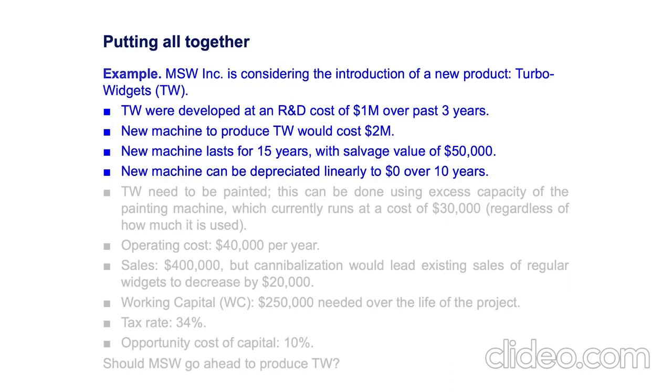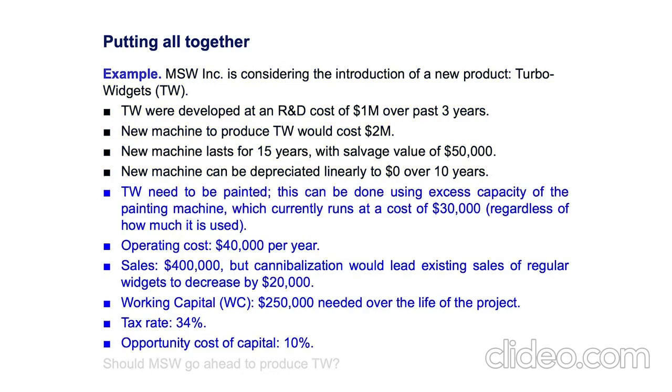TW was developed over the last 3 years at an R&D cost of $1 million. Producing TW requires a new machine, which costs $2 million. The new machine lasts 15 years with a salvage value of $50,000 at the end. The new machine can be depreciated linearly to zero over 10 years. TW need to be painted. This can be done using the excess capacity of existing painting machines, which cost $30,000 to run independent of how much it's used.